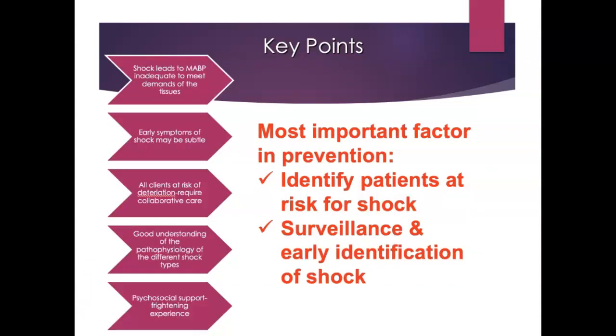So the key points, the most important factor is prevention. So identifying patients at risk for shock, surveillance, and early identification of shock. And so shock leads to a mean arterial blood pressure that's inadequate to meet the demands of the tissues. Early symptoms of shock may be subtle. You may not recognize them.